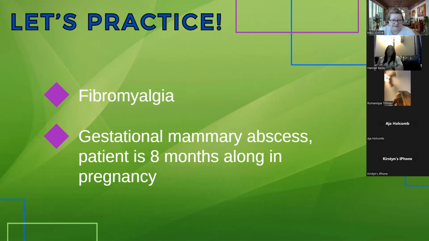Okay, so for this one, since we know she's eight months along, we know that's the third trimester, right? So our code is going to be O91.113 to indicate that it's an abscess of the breast associated with pregnancy, and it's in the third trimester. So very close, Kirsten, very good. That was really close. Thank you.